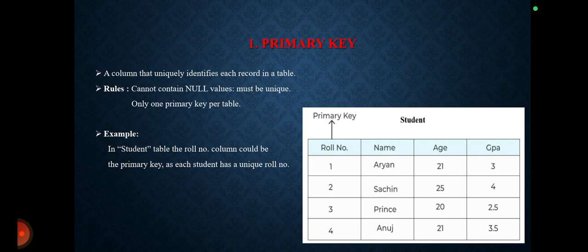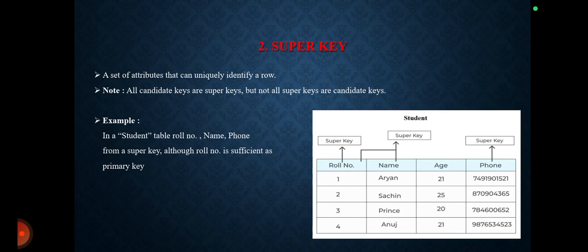Next is super key. A super key is any set of attributes that can uniquely identify a row in a table. Note, all candidate keys are super keys, but not all super keys are candidate keys because super keys can have extra unnecessary attributes. Here is one example. In a student table, the combination of roll number, name, and phone number is a super key, even though roll number alone is enough.